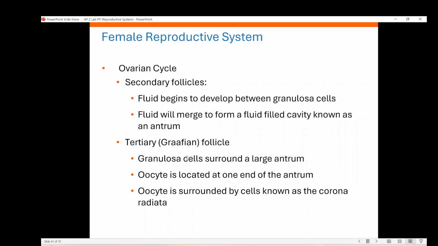Now in the Graafian follicle, we get a large antrum, right? That fluid-filled area is a larger antrum. And then we'll see the antrum, and on the other side is the oocyte. And the oocyte is surrounded by cells known as the corona radiata.